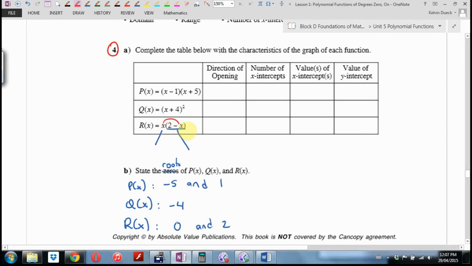There is actually a negative here. This opens down. This opens up. This opens up. I can tell you that. I can tell you the roots. I could already give you a fairly good sketch. Is that okay? Any other questions from the homework?